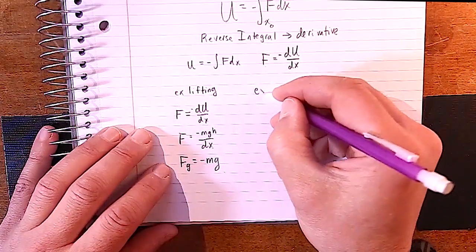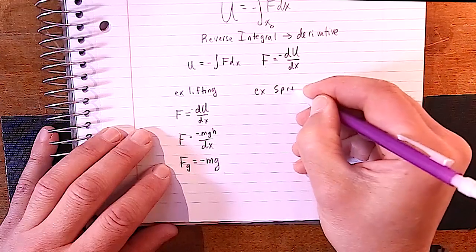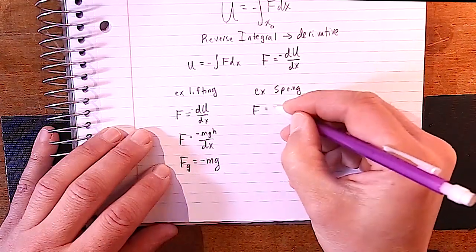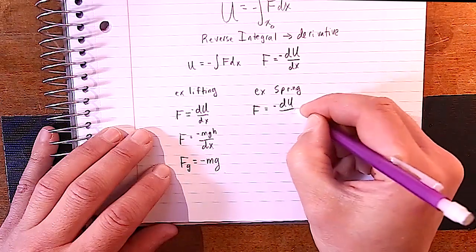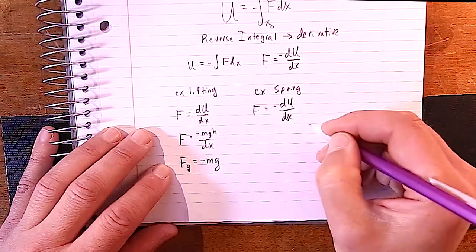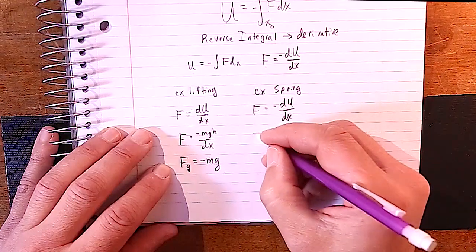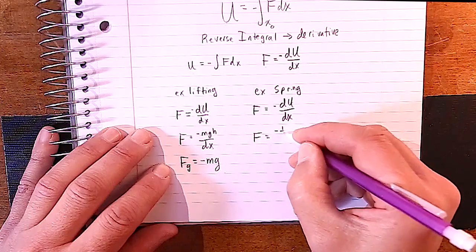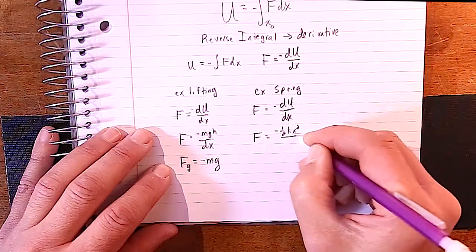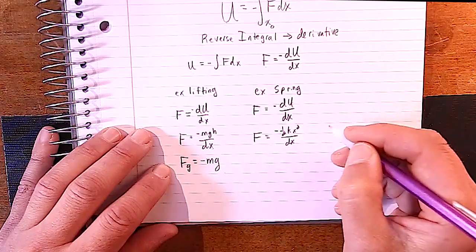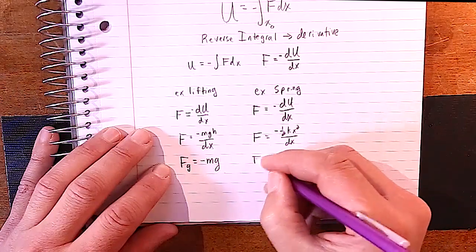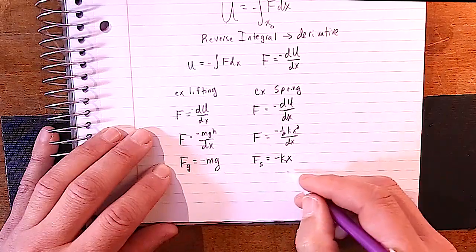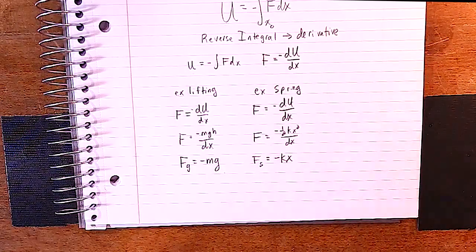Another example we could do is the example of a spring. So we can say, again, F is equal to negative dU over dx. And we know that the potential energy of that is going to be 1/2 kx squared, so we take d of 1/2 kx squared over dx. If we take the first derivative, that gives us the force of the spring is equal to minus kx, which is what we would expect.